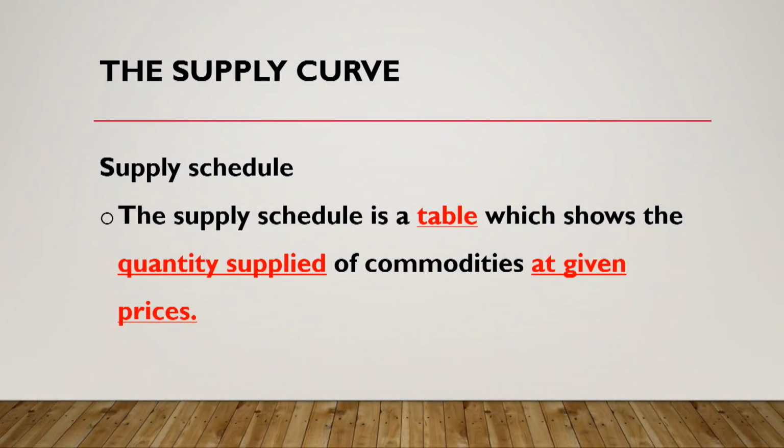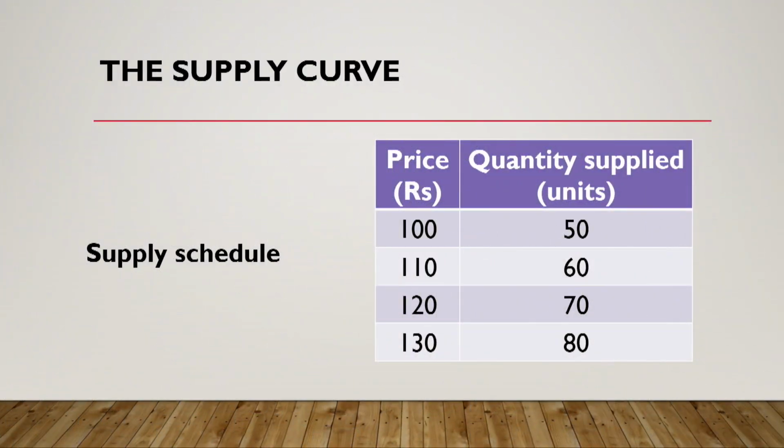What is a supply schedule? The supply schedule is a table which shows the quantity supplied of commodities at given prices. Here is an example of a supply schedule. When price is 100, quantity supplied is 50. When price is 110, quantity supplied is 60. When price is 120, quantity supplied is 70. And when price is 130, quantity supplied is 80.